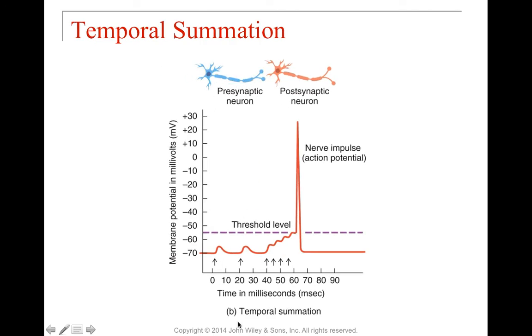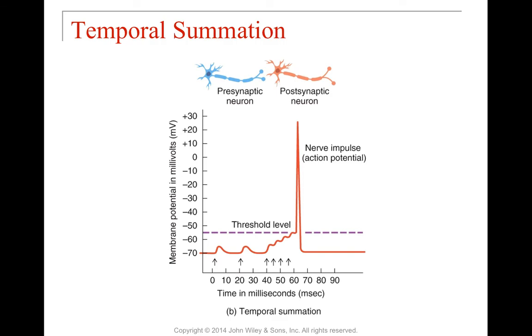Here we have temporal summation, and that means that we are releasing the signal at different time frames. So if this one presynaptic neuron and one postsynaptic neuron is releasing information every, say, 5 seconds, or 5 milliseconds, it's not going to be enough. But if it starts releasing it closer and closer together, then we can reach that threshold perhaps, and have temporal summation, where again we're going to induce that nerve action potential.